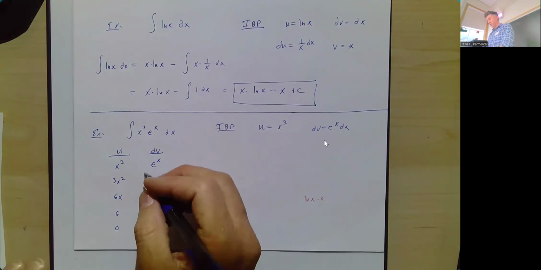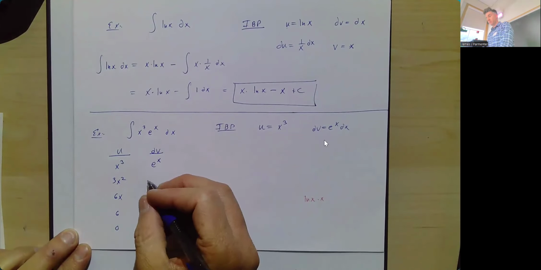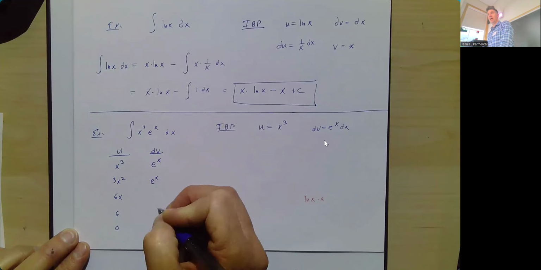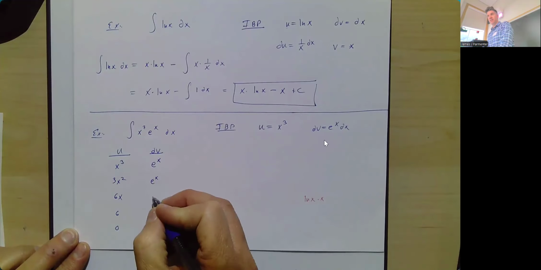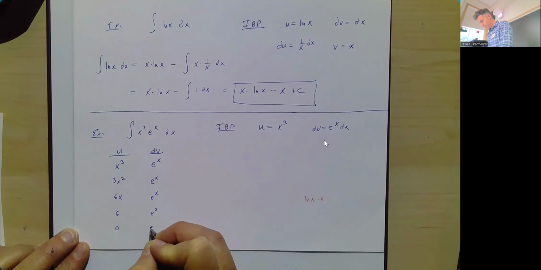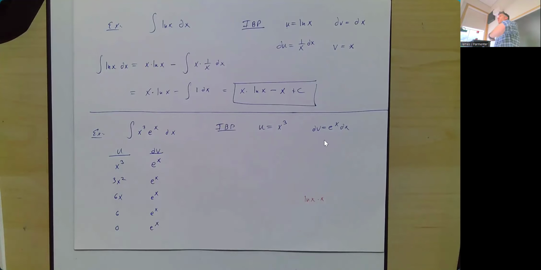So what's the antiderivative of e to the x? E to the x. How about the antiderivative of that? Is it still e to the x? Yep, it's e to the x every time. But there are other functions you can do this with that are slightly more complicated. My function could have been e to the 2x, and then the antiderivative would have been 1/2 e to the 2x, and the next one 1/4 e to the 2x, and then 1/8 e to the 2x, and so on.